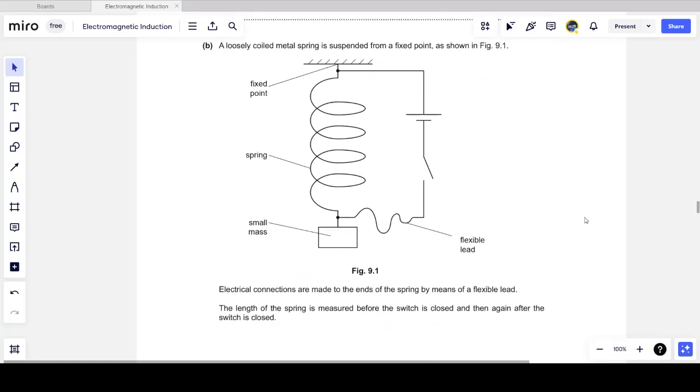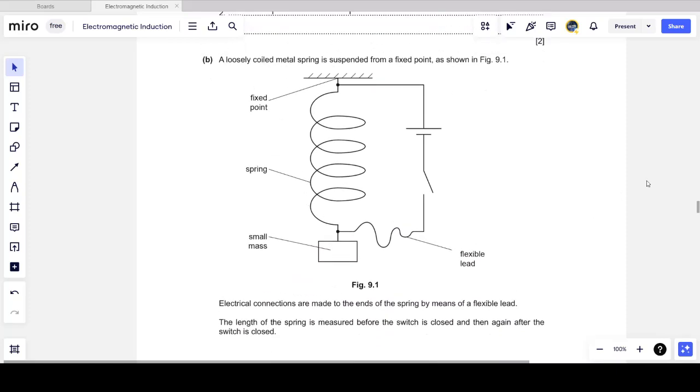Next, we are told that a loosely coiled metal spring is suspended from a fixed point, as shown in the figure. It's a metal spring, and it doesn't say anything about the type of metal, but electrical connections are made to the ends of the spring by means of a flexible lead. The length of the spring is measured before the switch is closed and then again after the switch is closed. So, kind of a weird type of question. Where are they going with this?